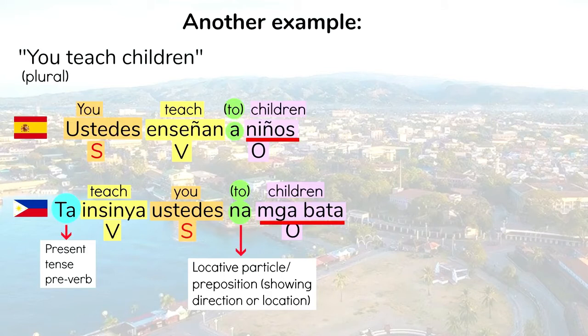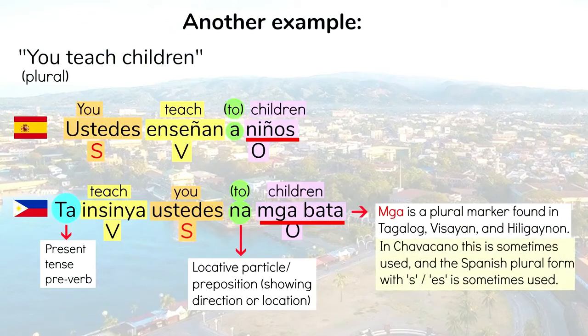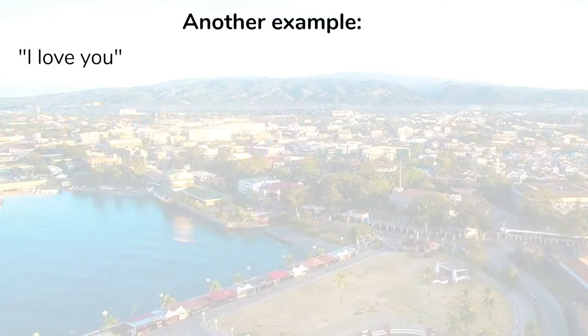And note the difference in vocabulary for the words meaning children. In Chavacano, you'll see the phrase mga bata. Mga is a plural marker found in Tagalog, Visayan, and Hiligaynon. In Chavacano, this is sometimes used as the plural marker, and the Spanish plural form with s or es is sometimes used. Another example. Here's a sentence meaning I love you.